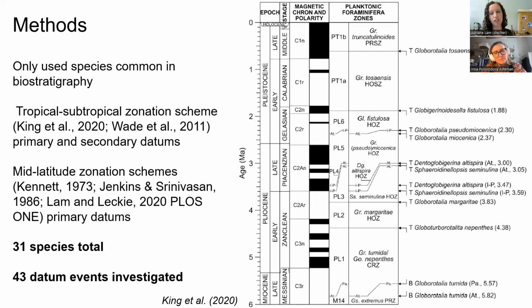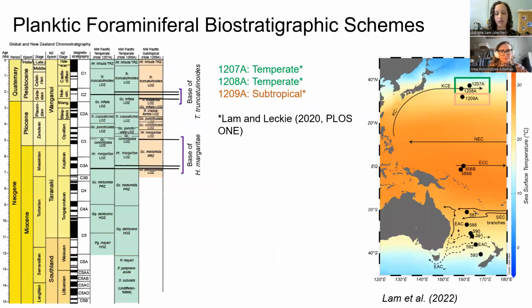And we pulled those primary datums simply because we don't have secondary datums in the mid-latitudes. So we ended up with 31 species in total to investigate in this study, and 43 datum events were investigated. So while our brains are tuned into biostratigraphy and looking at biozones, let's just start there.